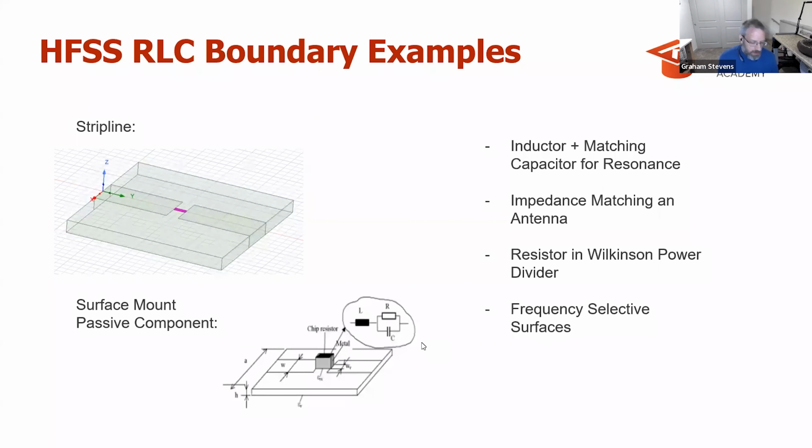Some other applicable situations where this method is useful is if I have an inductor and I'm doing a matching capacitor relative to resonance. Might be impedance matching an antenna, a resistor in a Wilkinson power divider, frequency selective surfaces. There's a number of different situations where you might have a passive that you're interested in approximating or playing around with in your HFSS model.